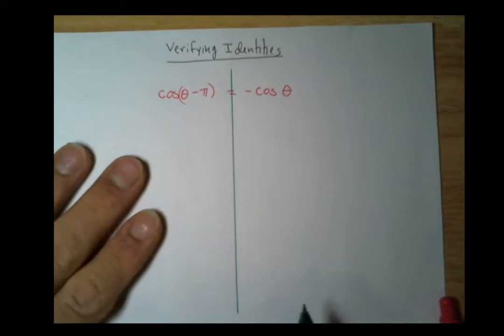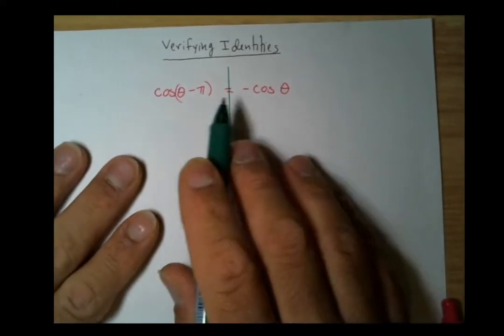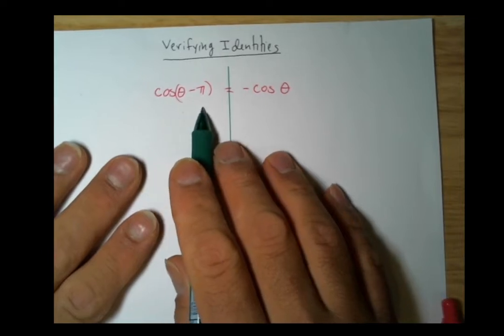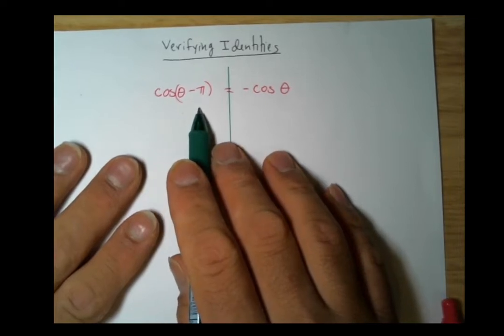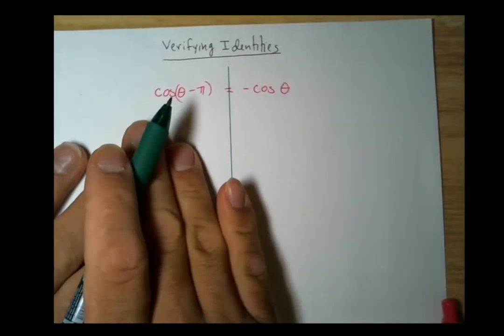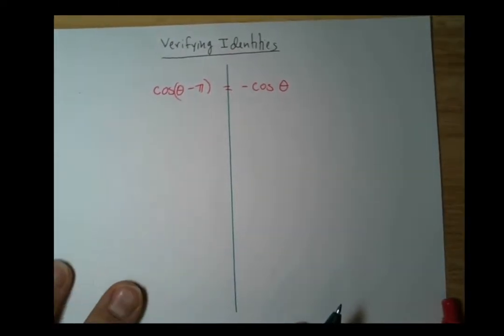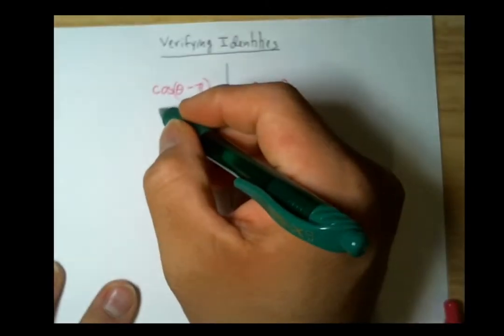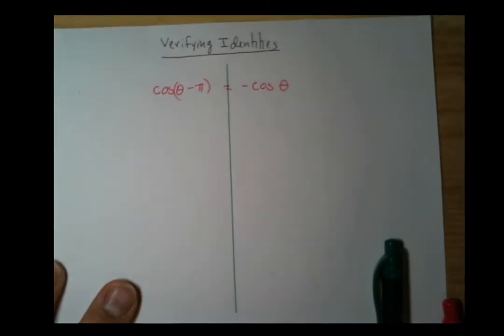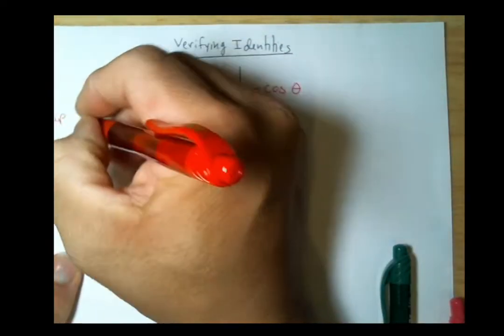In this case, there's not much to work with here. We just have a negative cosine theta. Here we have a difference of two angles inside the cosine, so there's at least something I can do. So I'm going to stick to one side. In particular, I'm going to work on the left side, and I'm going to apply the difference formula. That's again one step at a time.